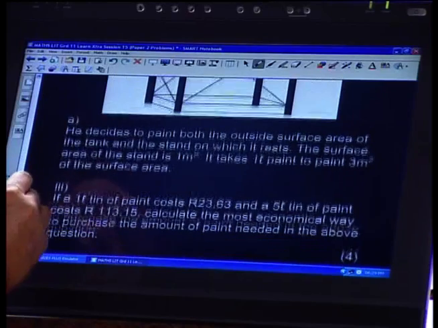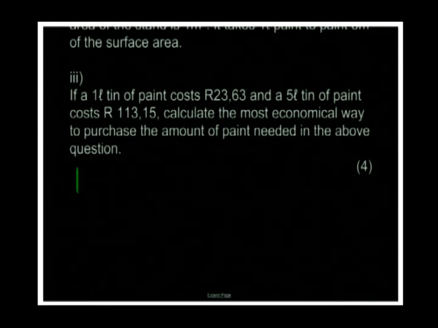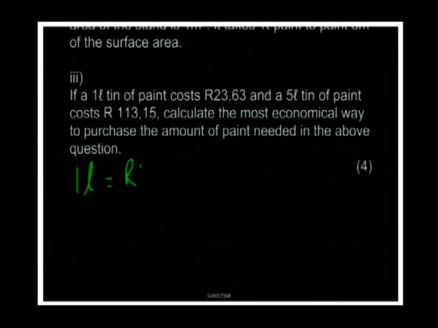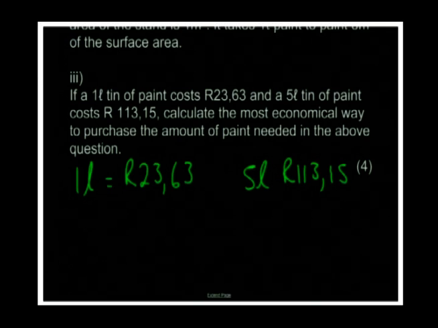So this very, very difficult question is actually making sense. But I'm sure there's more. Let's read on. If a 1 litre tin of paint costs 23 Rand 63, okay, so let's do this. So we know 1 litre is going to cost me 23 Rand 63, and a 5 litre paint costs 113 Rand 15. Calculate the most economical way to purchase the amount of paint needed.